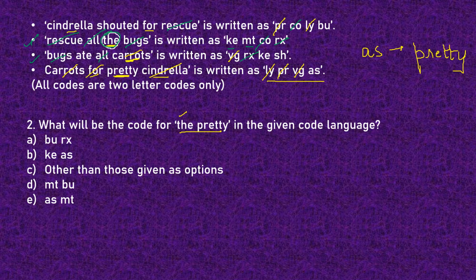So what's common here? KE also goes. So what are we left with? MT. That means the code for "the" is MT. MT is the code for "the". So MT AS, and here we are with the answer. AS MT is our answer, that is option number E. So I hope this is clear to everyone.